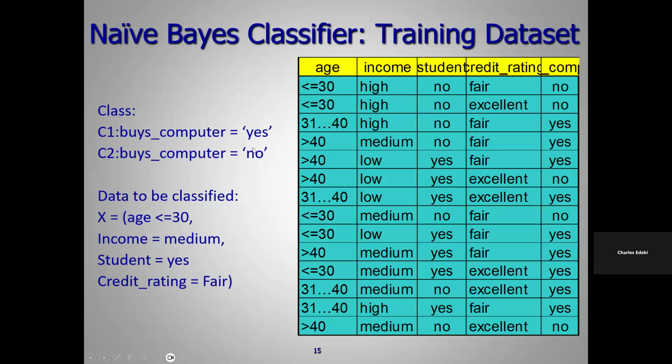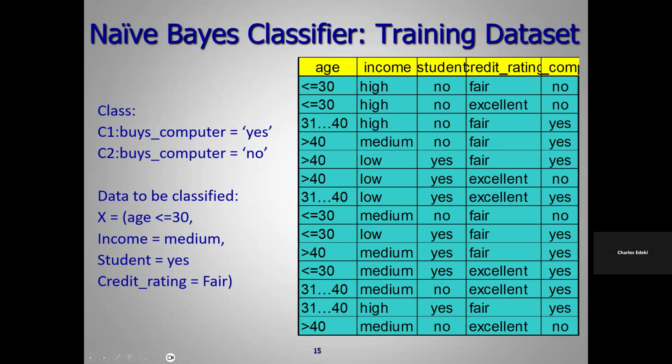Okay. So now this example given to us came from a data mining textbook by Han, H-A-N. There are 3 authors in that book. And the example given here is that we have a training data set. In this training data set, we have age, income, whether you're a student or not, then the credit rating. And here we want to know if you buy the computer or you will not buy a computer.